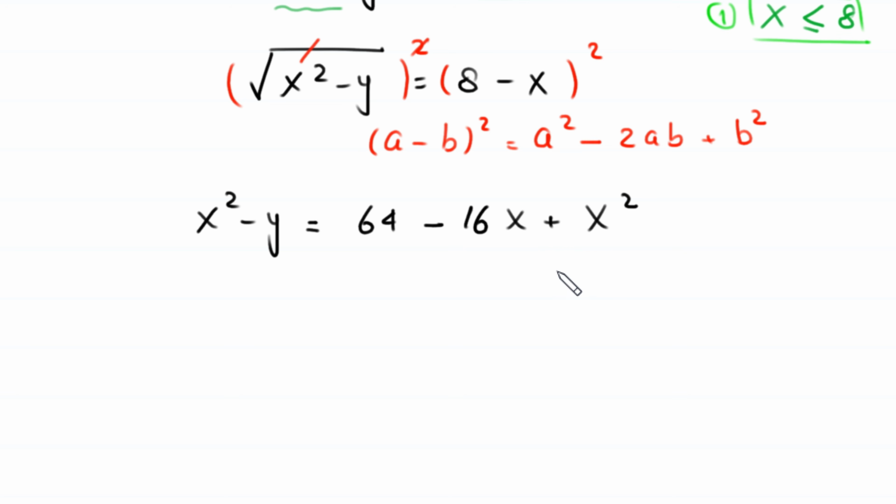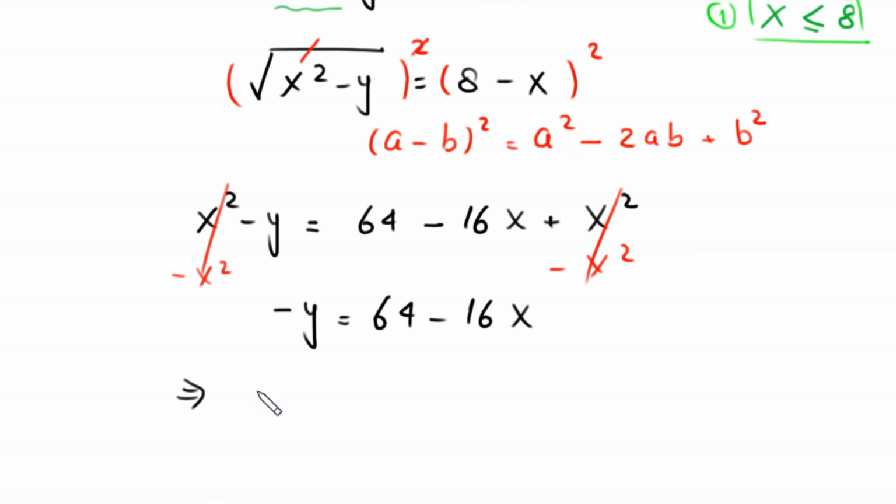We subtract x squared from both sides. So this cancelled out and this cancelled out. We are left with negative y equal to 64 minus 16x, and this implies that y is equal to 16x minus 64.